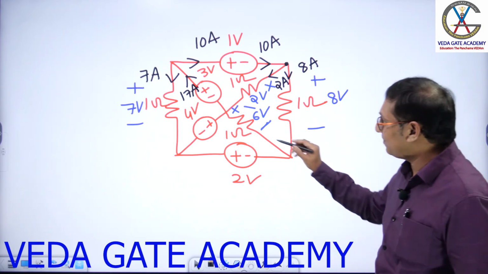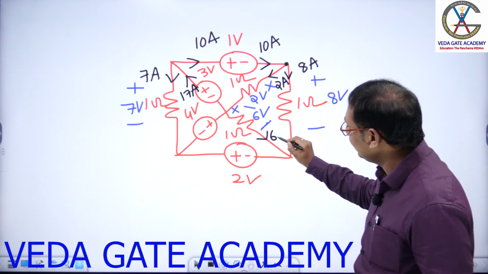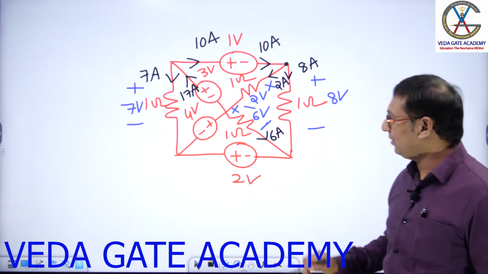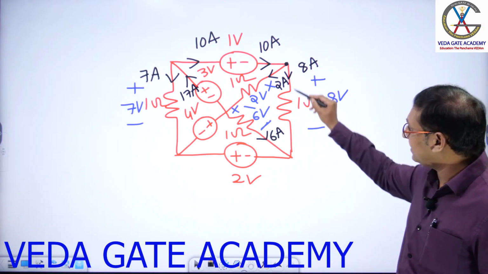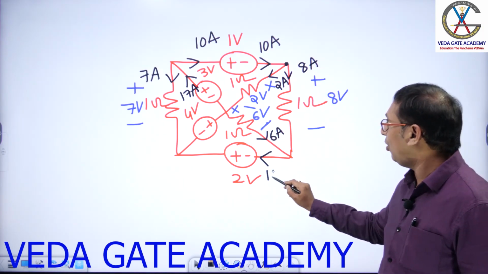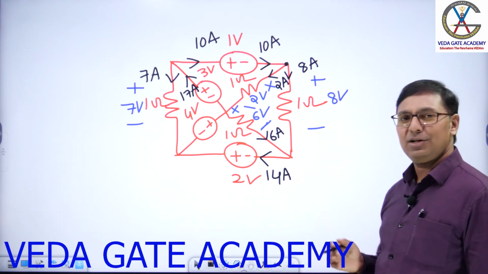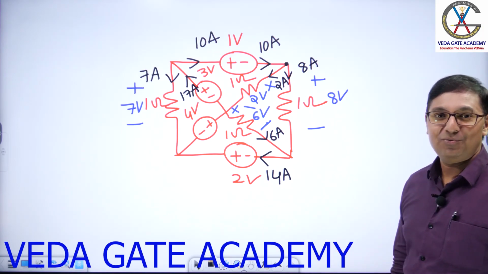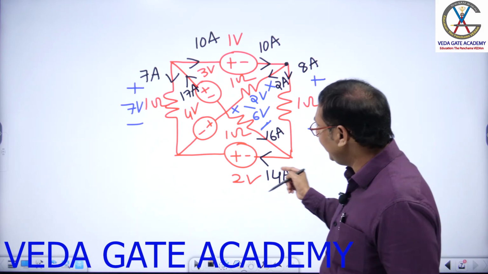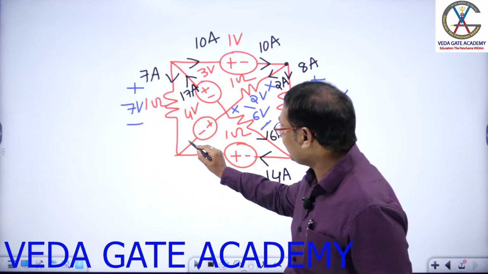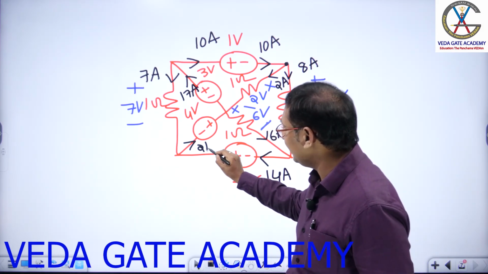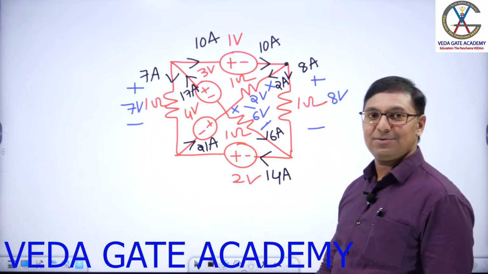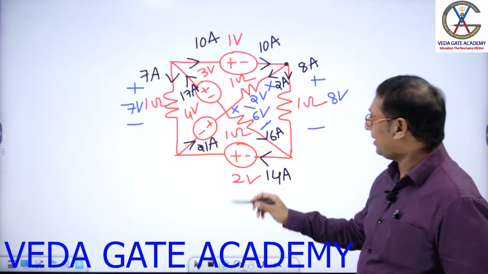Next, 6 volts, 1 ohm. Let us write the current in this branch. How much current will come like this, sir? 6 amperes. Now tell me, 6 amps coming like this, 8 amps coming like this. What should be this current? Addition, sir. 14 amps. 14 amps coming like this, 7 amps coming like this. What is this current? 14 plus 7, 21 amps.